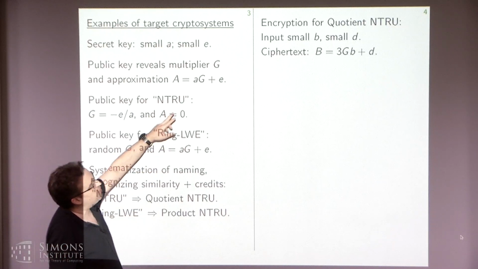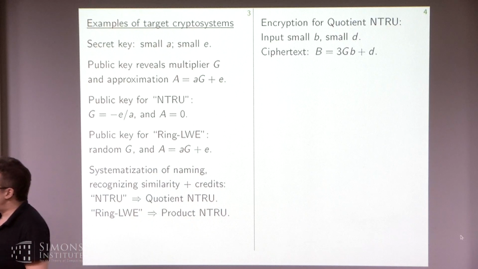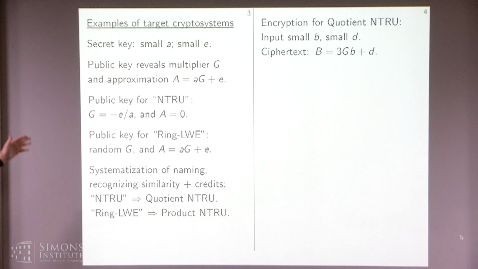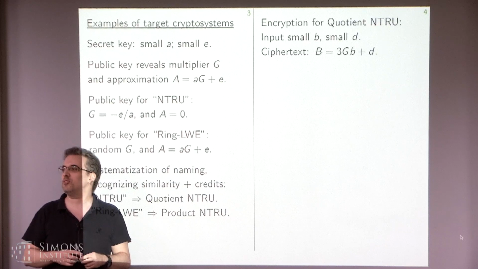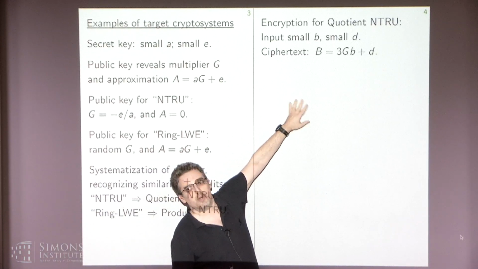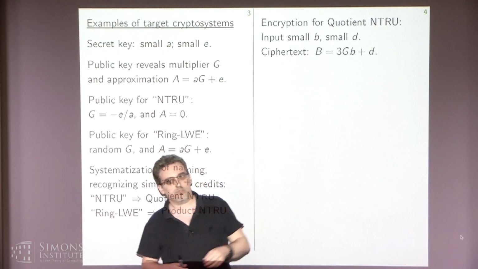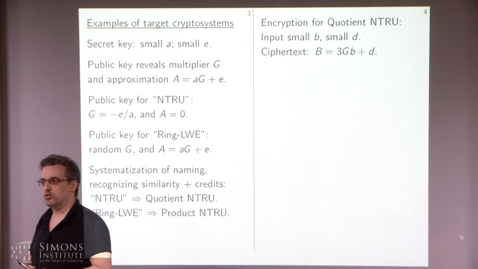And then in the quotient NTRU system, if you want to encrypt, simply do the following. You're given as input some small ring element B, some small ring element D, and then you simply multiply, well, there's some factor 3, which if you exercise decrypt, then you'll see why the 3 is there. Basically you multiply G by B, ignoring the 3. All right, then you multiply by 3, then add D, and that gives you some B, which is your ciphertext.